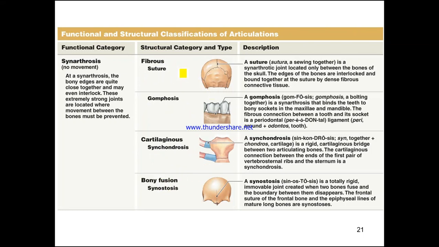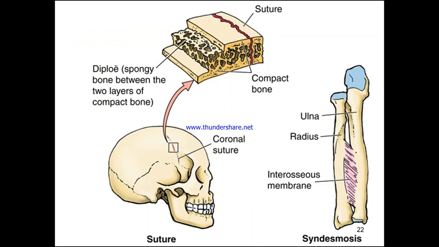So fibrous suture, it's a suture or a sewing together. Gomphosis is a bolting together. Cartilaginous is a rigid cartilaginous bridge between two articulating bones. And a fusion is a totally rigid, immovable joint. And so we will go through all of these as we start to look at the different types.